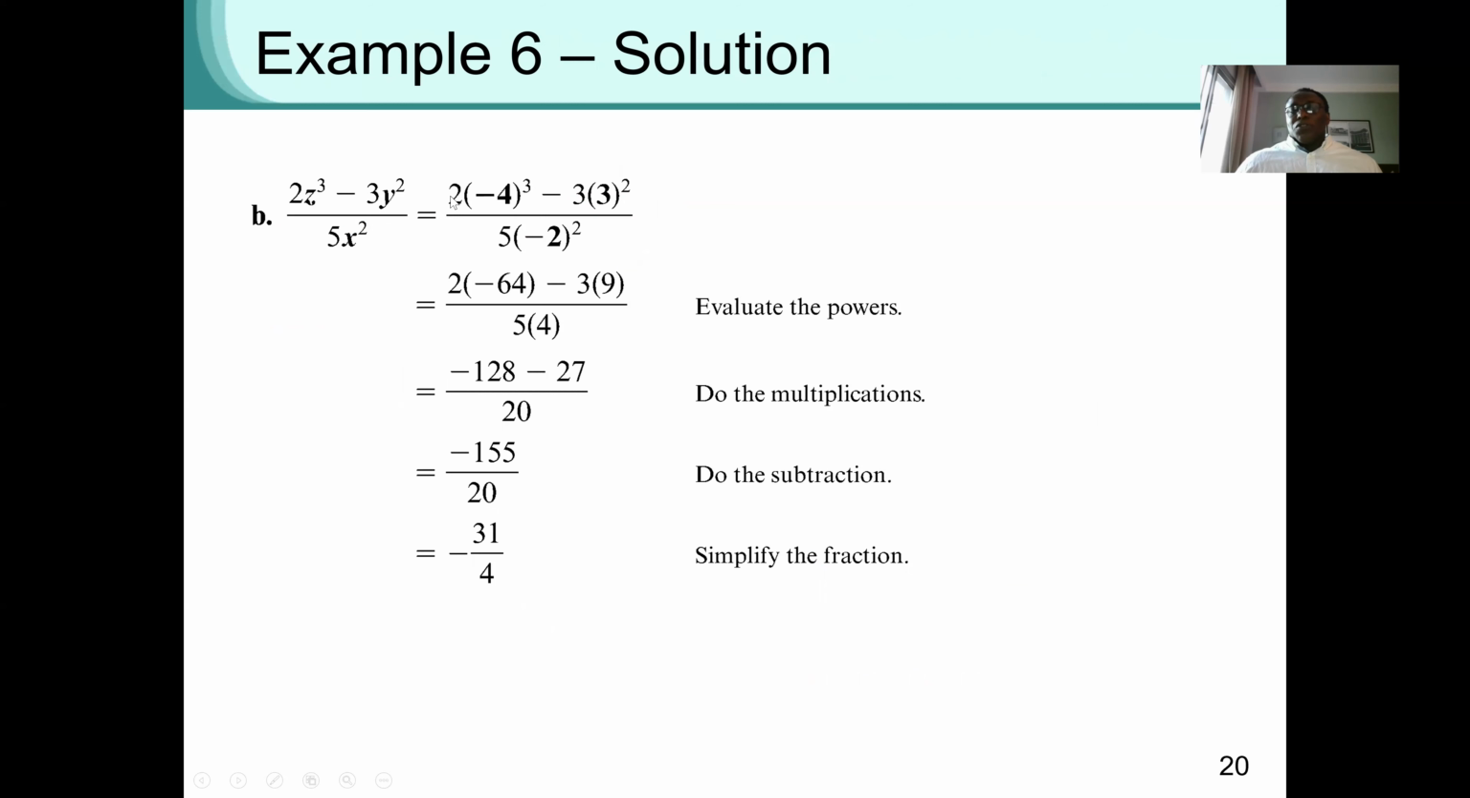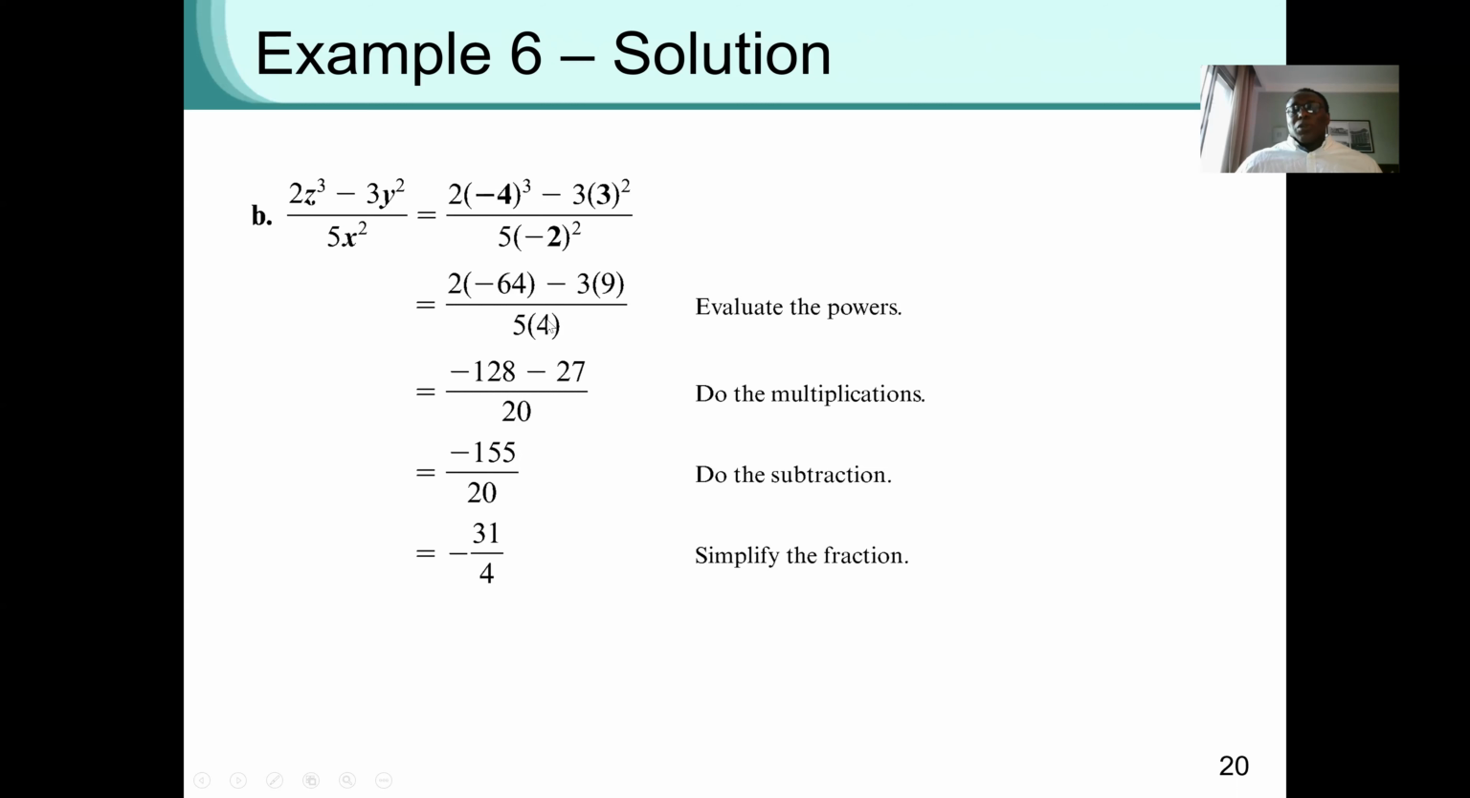We have 2 in the front, minus 3. We know y is 3, so 3 squared. The 5 is in the front. X is -2, so it will be (-2) squared. Now we can simplify this expression. First, evaluate the exponent or the power. So (-4) cubed will give me -64. 3 squared will give me +9. (-2) squared will give me +4.